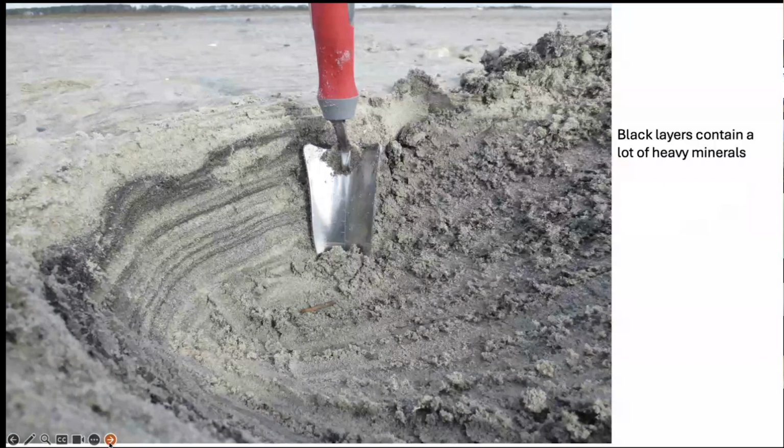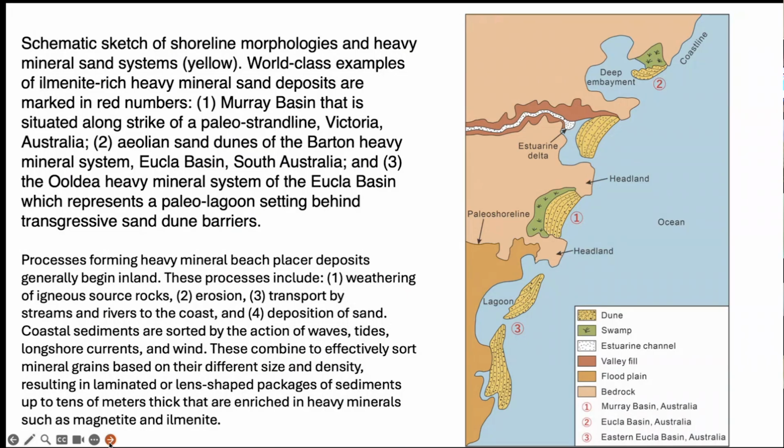So there's a good example of beach sand containing layers that have concentrations of heavy minerals in them. So here we've got a schematic sketch of shoreline morphologies and heavy mineral sands in yellow. And this is taken as an example from the Murray Basin. It's a paleostrandline in Victoria, Australia. And there's also Aeolian heavy mineral deposits. And that's in the Eucla Basin of South Australia. Then there's another one in the Eucla Basin as well.